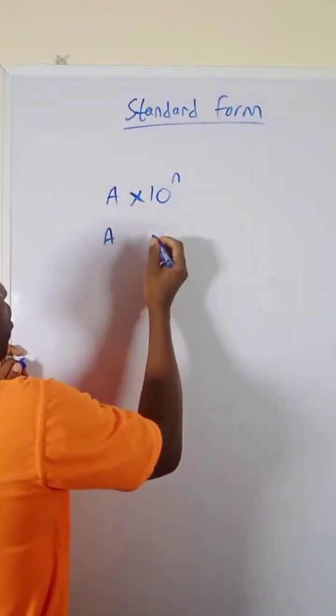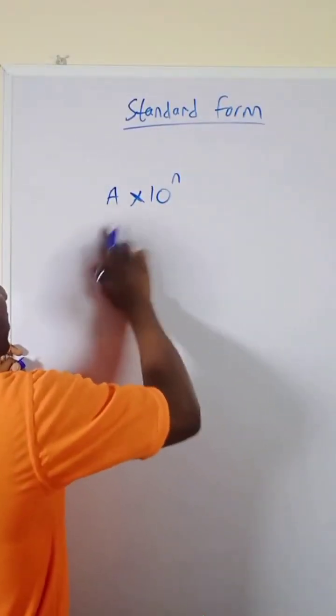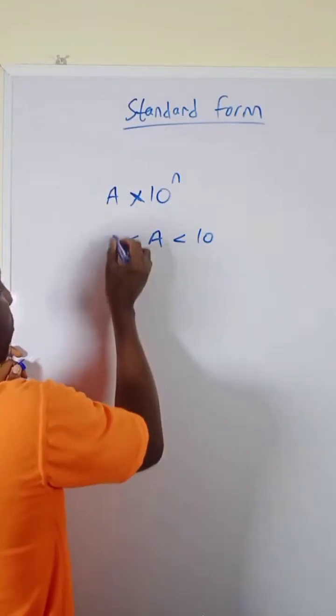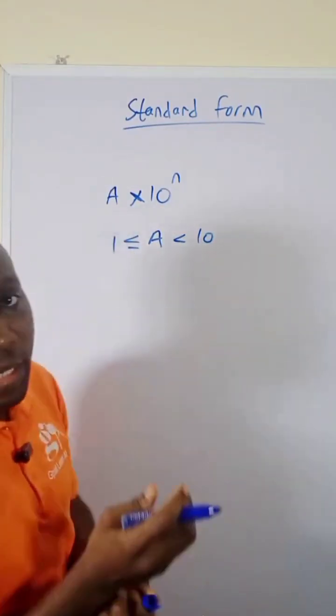So here, A must be between 1 and 10. And this, I'm going to write it. A must be less than 10, but from 1 to 10, between 1 and 10.